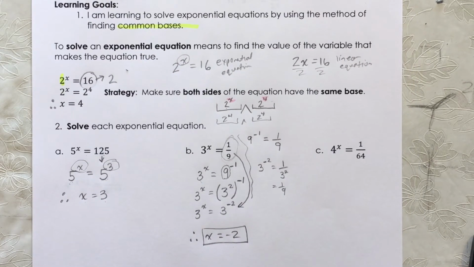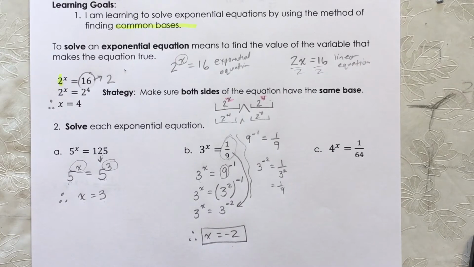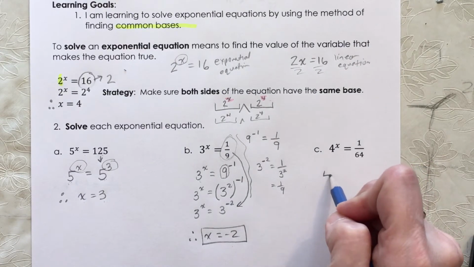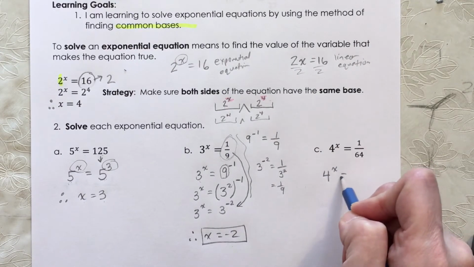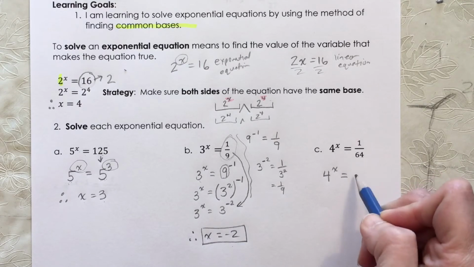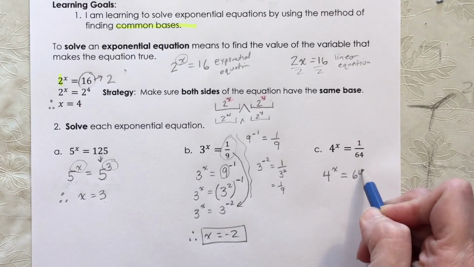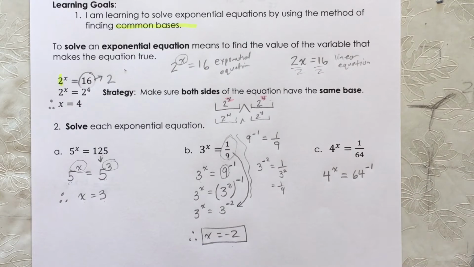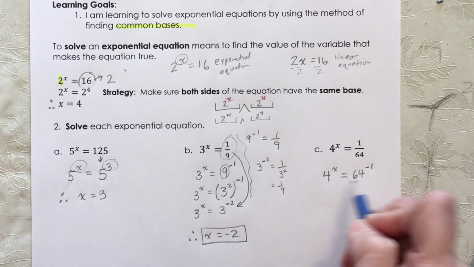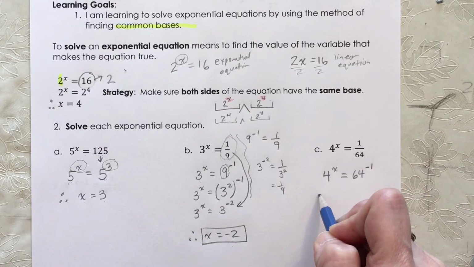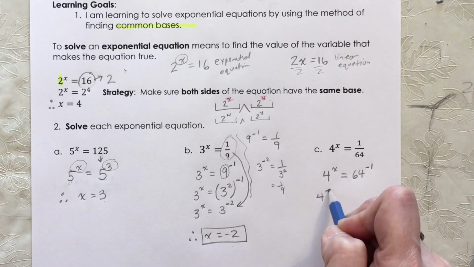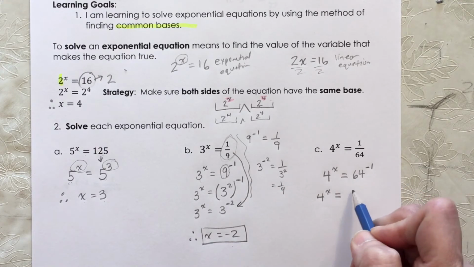Okay, so C, we're going to use a very similar strategy. So 4 to the power of x, and 64 is in the denominator, so I'm going to bring it up to the numerator and make its exponent negative 1. Now I would really like it if I could get a common base, so if I could get a base of 4 on both sides.